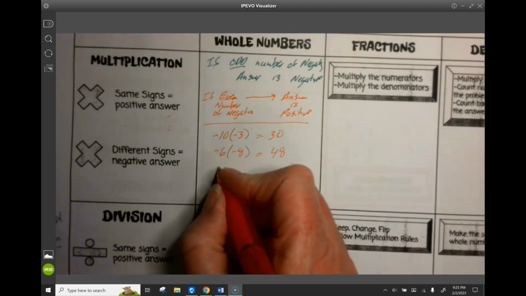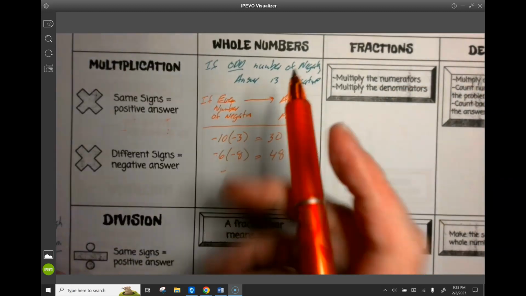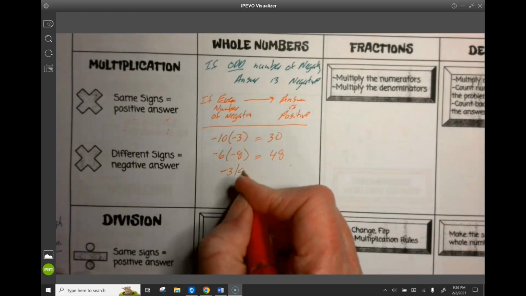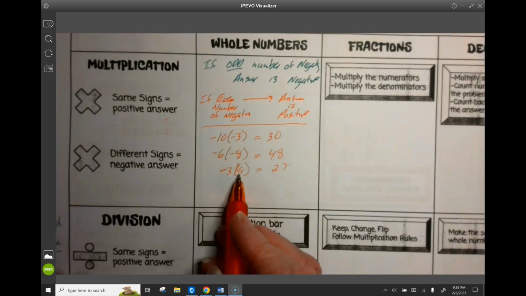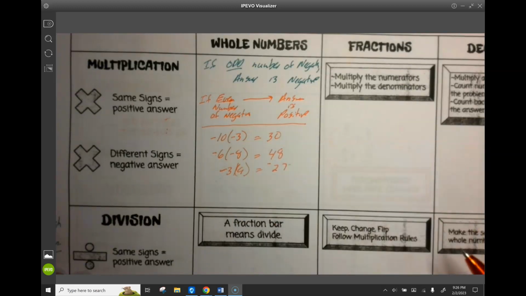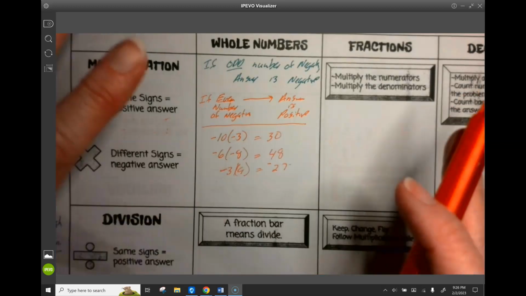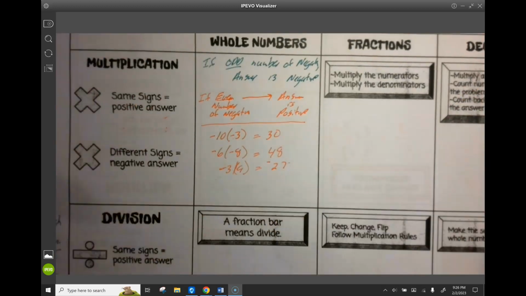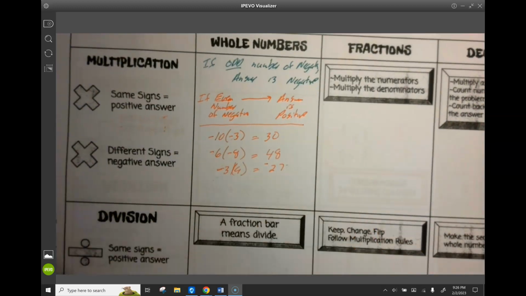If I have 3 times 9, 3 times 9 is 27. How many negatives do I have? 1. So that means I have an odd number. It's going to be a negative. Also, we talked about that the negatives will match up and knock each other out and becomes positive. Negatives match up, becomes positive. I have a lone negative there, so that lone negative stays.